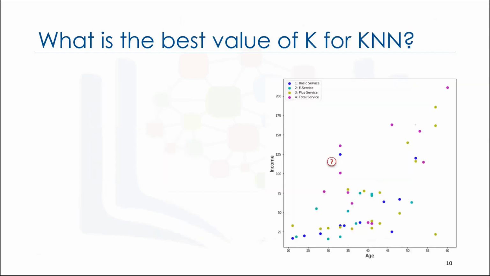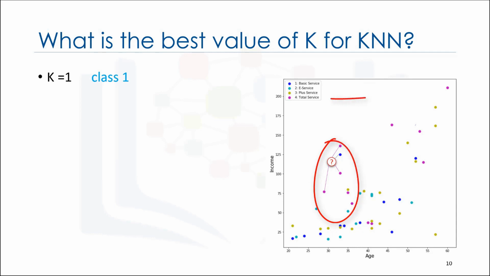As mentioned, K in K-Nearest Neighbors is the number of nearest neighbors to examine. It is supposed to be specified by the user. So, how do we choose the right K? Assume that we want to find the class of the customer noted as question mark on the chart. What happens if we choose a very low value of K? Let's say K equals 1. The first nearest point would be blue, which is class 1. This would be a bad prediction, since more of the points around it are magenta, or class 4.